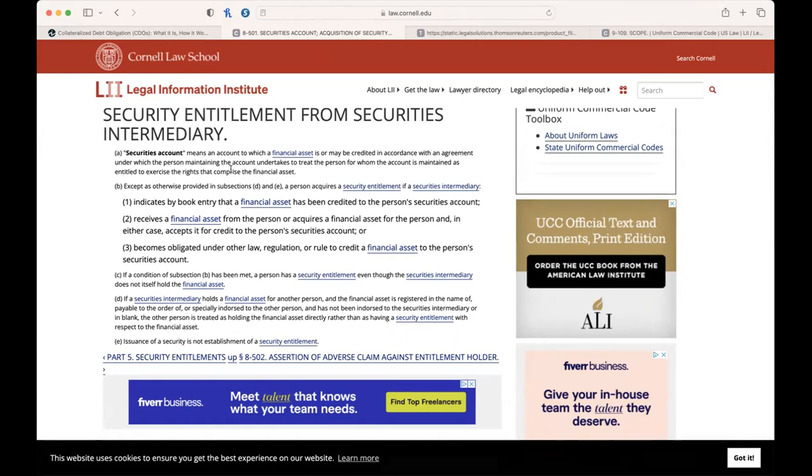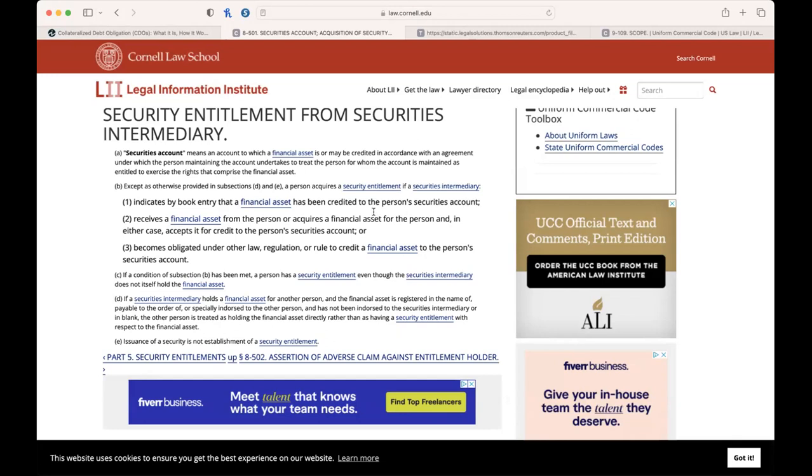Under which the person maintaining the account undertakes to treat the person for whom the account is maintained as entitled to exercise the rights that comprise the financial asset, except as otherwise provided in subsection D and E. A person acquires a security entitlement if a securities intermediary. So see how I was setting you up in the beginning. I mentioned all these things about the intermediary. I didn't mention entitlement, but I mentioned what an intermediary was. So indicates by book entry that a financial asset has been credited to the person's security account.